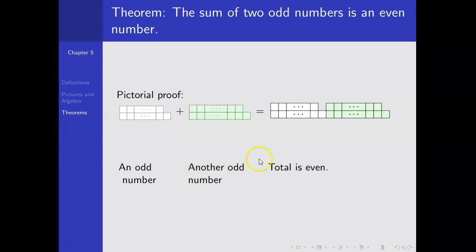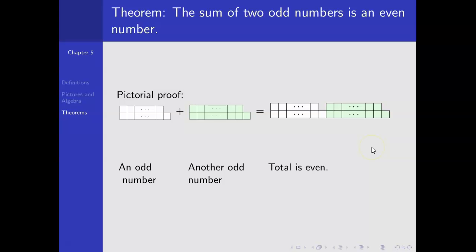And the total is even. We can see everything pairs up in the first rectangular array except that one left over. And then we have everything pairing up in the second rectangular array in green except the one left over. And so the white leftover and the green leftover pair up.